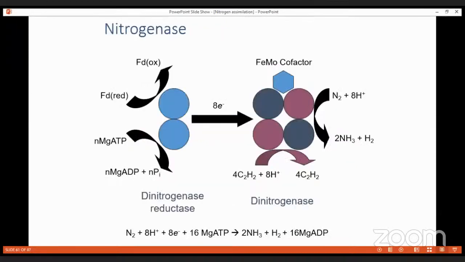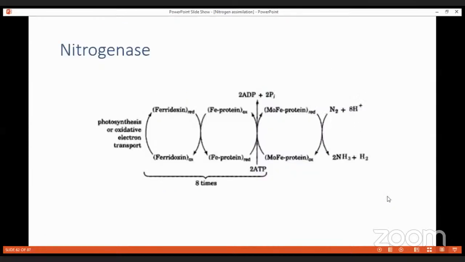Then we already discussed that the process starts with the reduction of the first subunit, that is dinitrogenase reductase, which consists of the iron sulfur unit. After this happens, it will reduce the FeMo unit and it will ultimately reduce the nitrogen molecules into the ammonia molecule by utilizing the 16 ATP. This is the basic process from photosynthesis. The pyridoxine is getting reduced and it in turn reduces the Fe protein complex, the first unit. Then the second unit will be reduced by the Fe protein unit, and this MoFe protein unit is the most capable unit, which is reducing the nitrogen into the ammonium form.